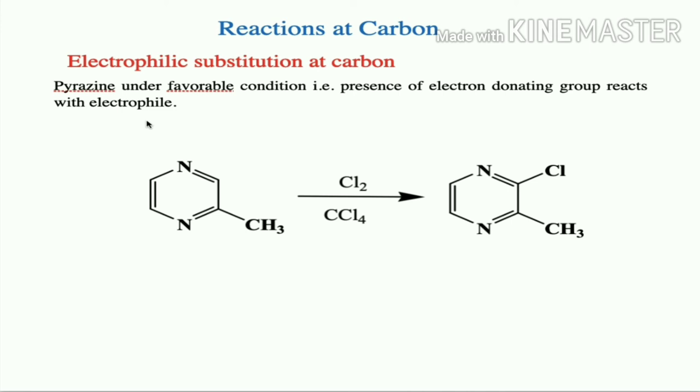But there is a favorable condition under which we can do electrophilic substitution reaction at carbon. That favorable condition is the presence of an electron donating group. If we take 2-methyl pyrazine, then we can do a halogenation reaction so that the halogen will get substituted. So if the electron donating group is present, then it is going to react, or else it is not possible for pyrazine to undergo electrophilic substitution reaction at carbon because of decreased basicity. Even it is lesser than pyrimidine.